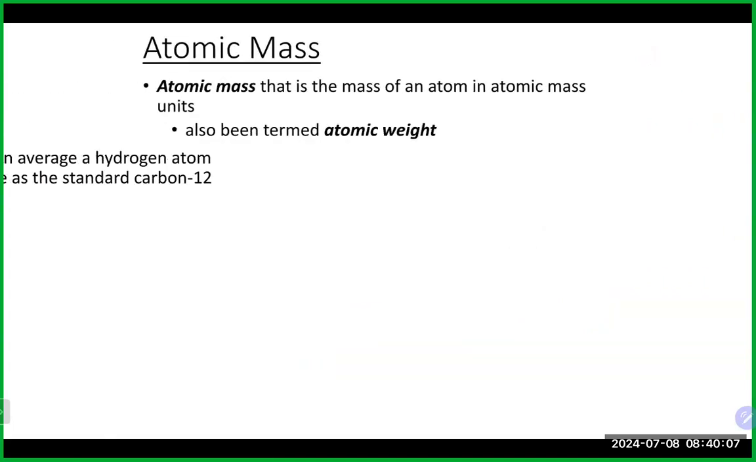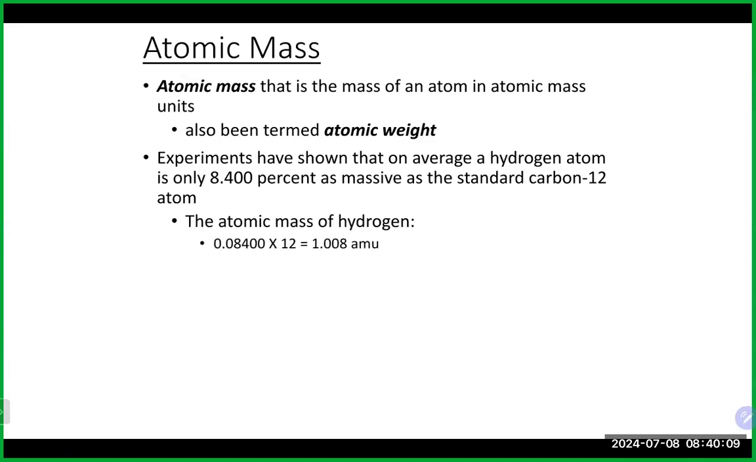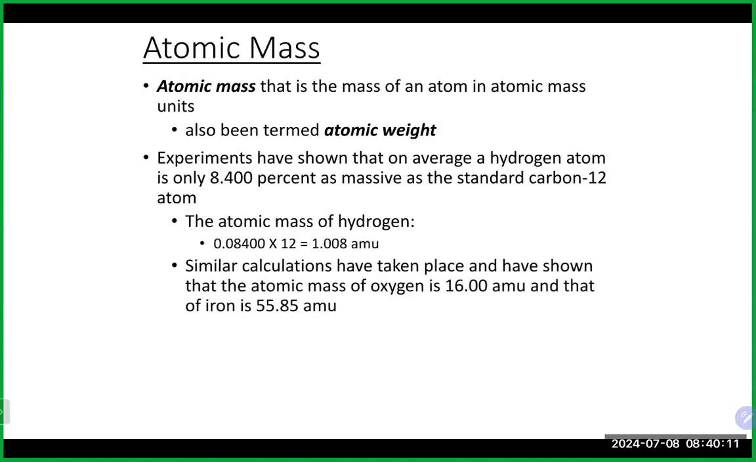Now, atomic mass, sometimes referred to as the atomic weight, is again the mass of these elements that we find on the periodic table. So how do they figure out the mass of all the other elements if we use carbon 12 as a standard? Well, they do a calculation. For example, experiments have shown that the hydrogen atom is only about 8.4% as massive as the carbon 12 atom. So they basically could do a little calculation.